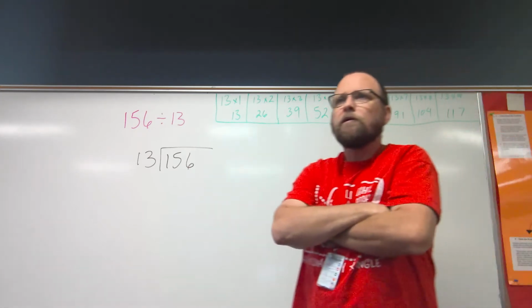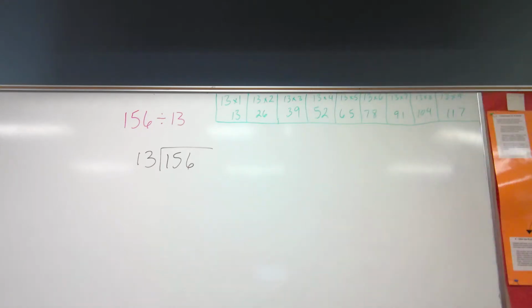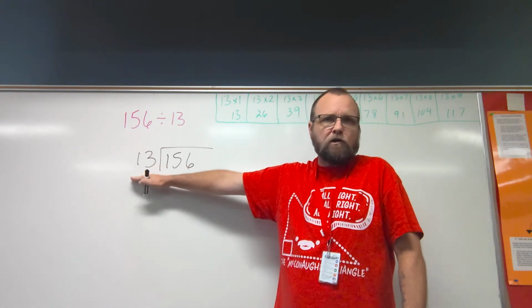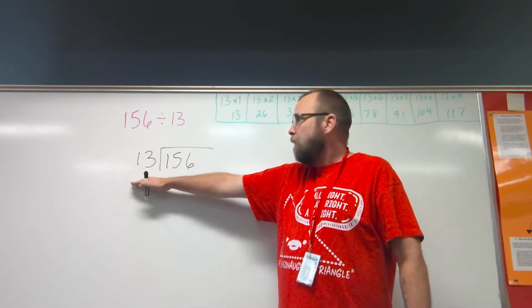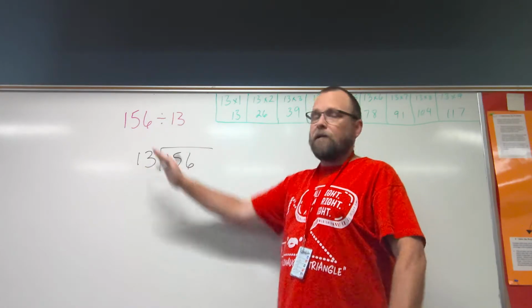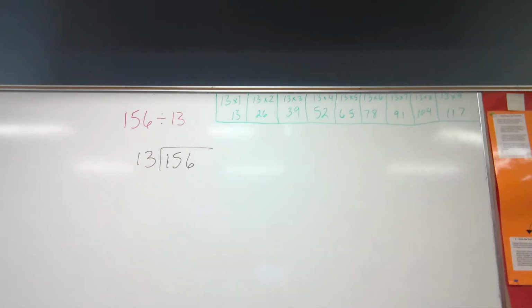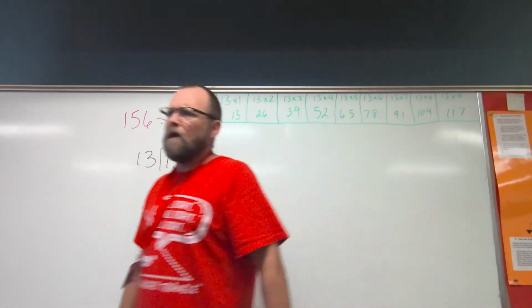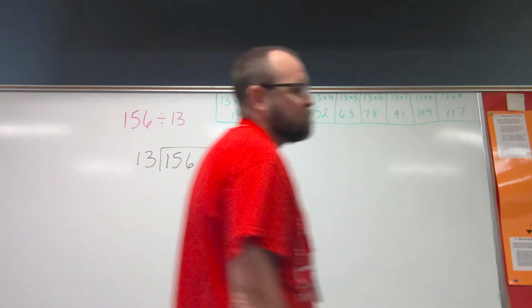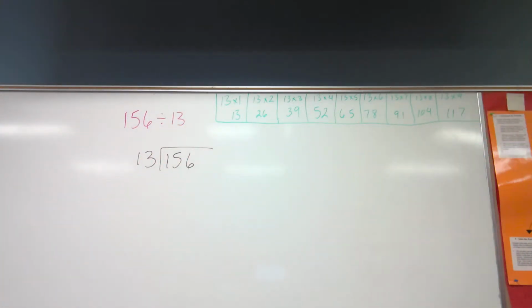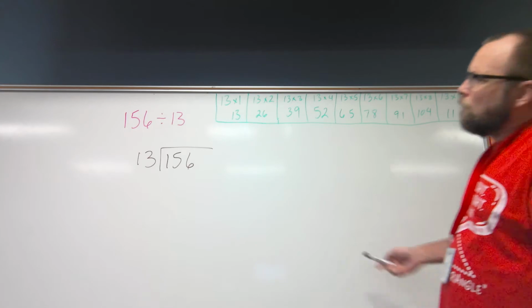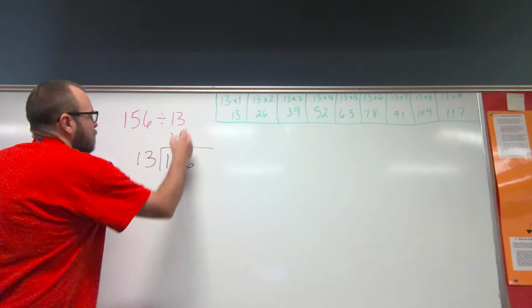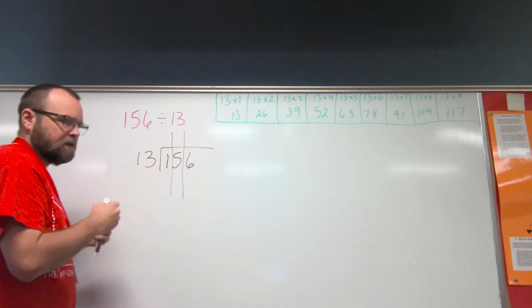Luke? It's 12. 12 is the biggest remainder I could have. I cannot have a remainder that is bigger than my divisor. If my remainder is 14, then I needed to make my quotient 1 higher. Okay, so remember that. Your remainder always, and I mean always, has to be smaller than your divisor.